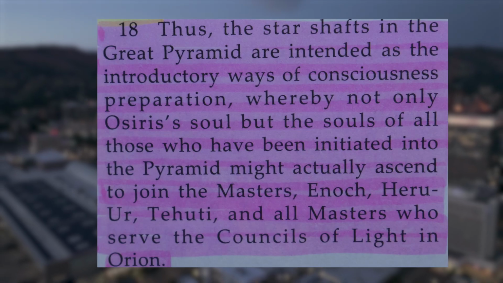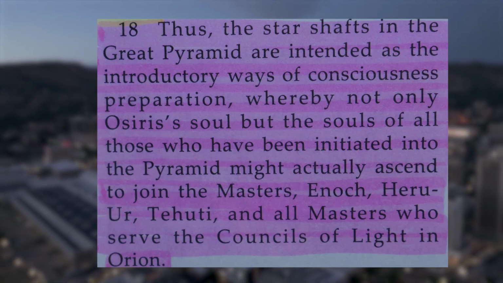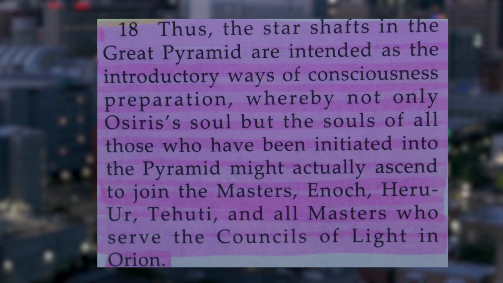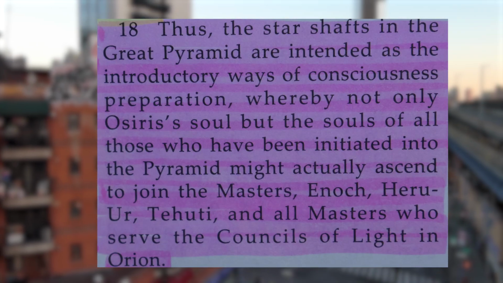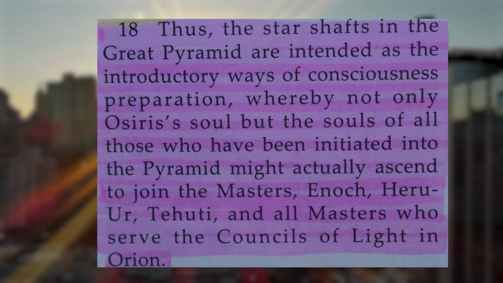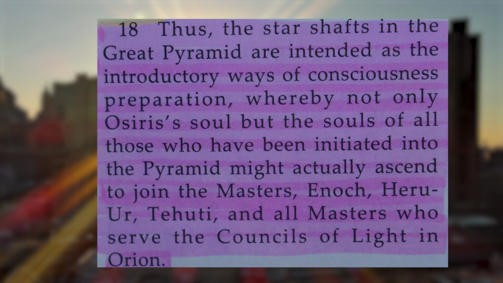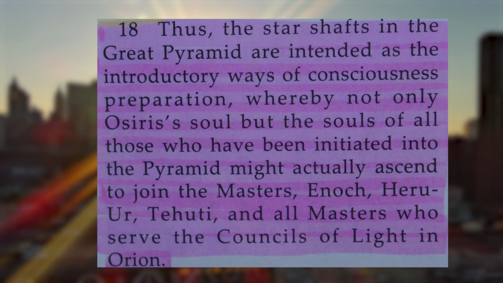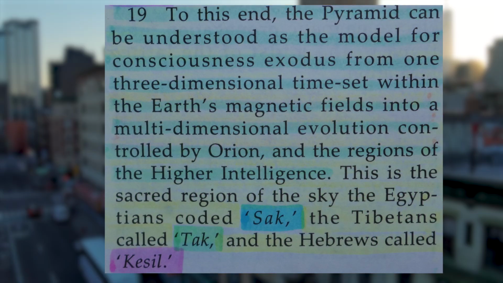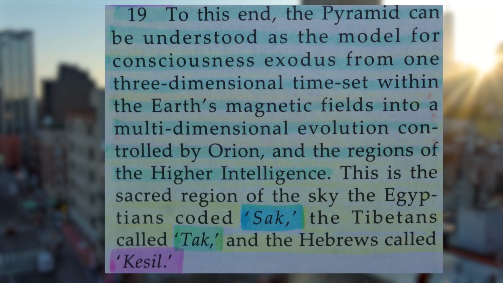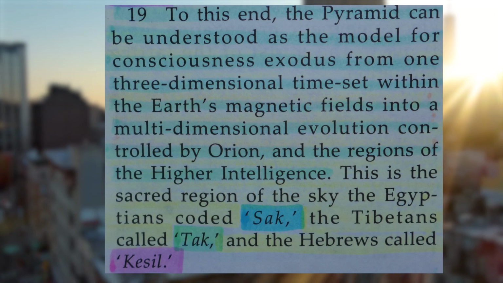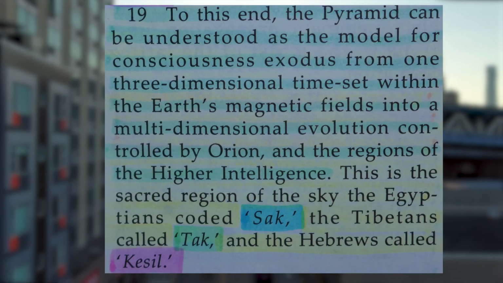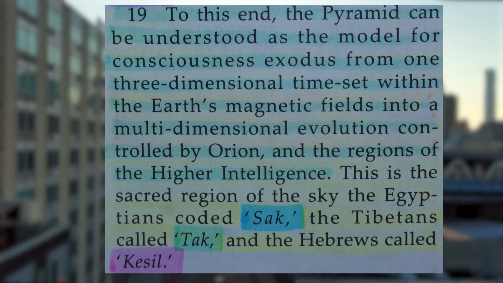Let's go to 18. Thus, the star shafts in the Great Pyramid are intended as the introductory ways of conscious preparation, whereby not only Osiris's soul, but the souls of all those who have been initiated into the pyramid might actually ascend to join the masters, Enoch, Heru, Tahuti, and all masters who serve the councils of light in Orion. To this end, the pyramid can be understood as the model for consciousness exodus from one three-dimensional time set within the Earth's magnetic fields into a multi-dimensional evolution controlled by Orion and the regions of the higher intelligence.